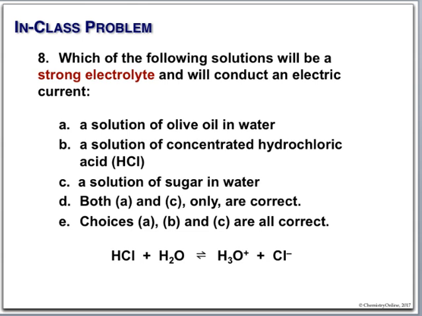Sugar is also a polar compound, but water doesn't ionize it. It simply dissolves it, but doesn't ionize. So the sugar is a non-electrolyte. The correct answer here is simply solution of HCl in water.